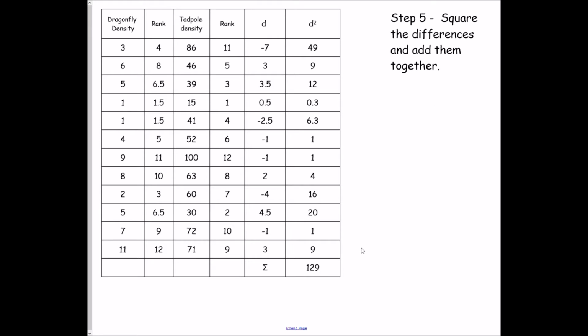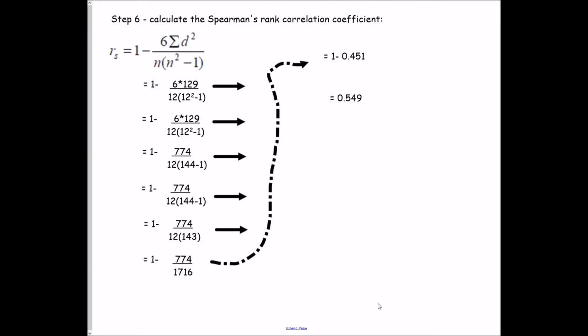And then it's just a case of feeding all this data into the equation. Remember earlier I added these up, and we have got 12 sets of data here. So 12 is our value of n. So our sum of our differences squared is 129, and our number of pairs of data is 12. So we've got 6 times 129. That 129, remember, is the sum of our d squared. Divide that by 12 times 12 squared minus 1.